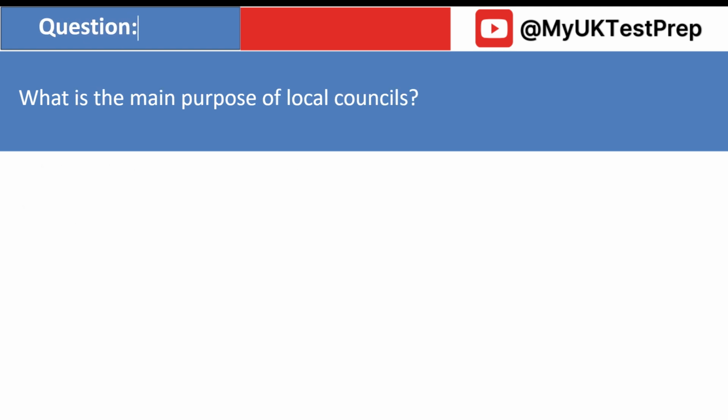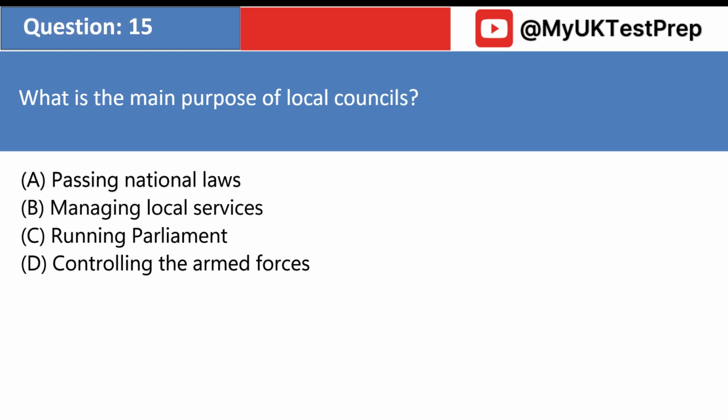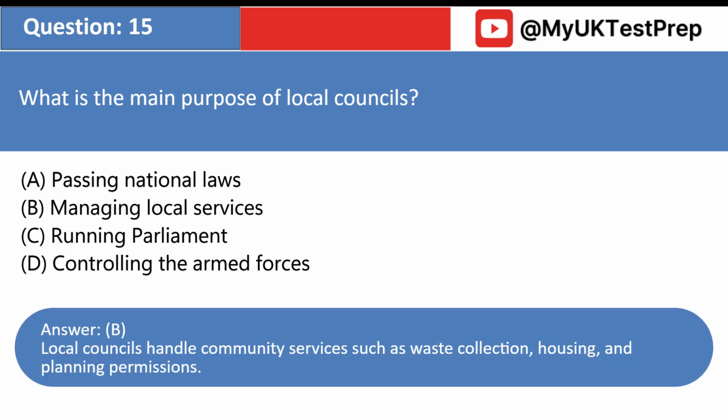What is the main purpose of local councils? A. Passing national laws. B. Managing local services. C. Running parliament. D. Controlling the armed forces. Answer: B. Local councils handle community services such as waste collection, housing, and planning permissions.